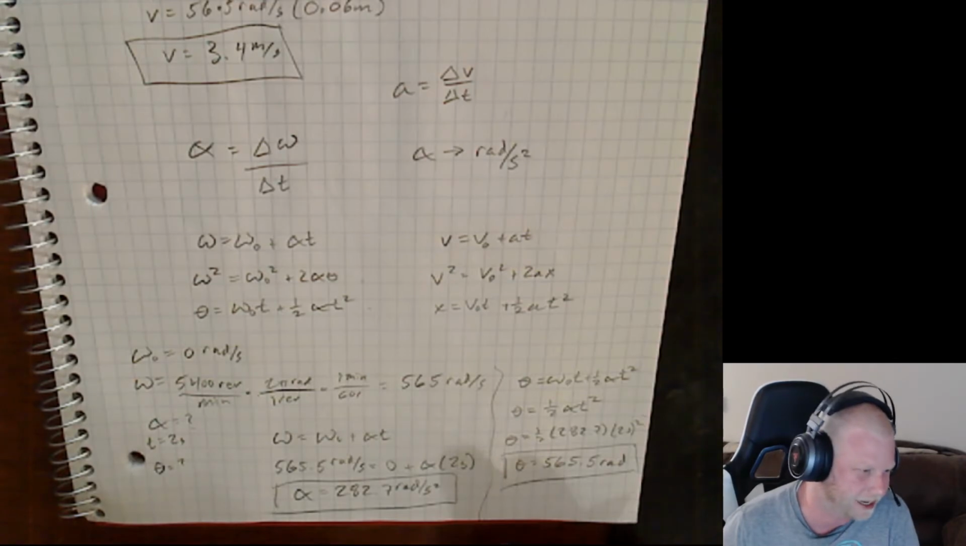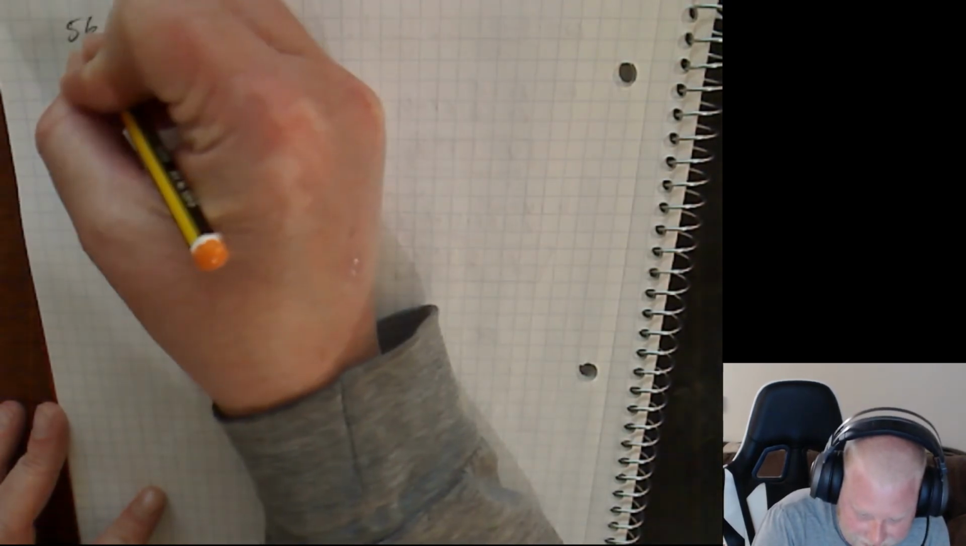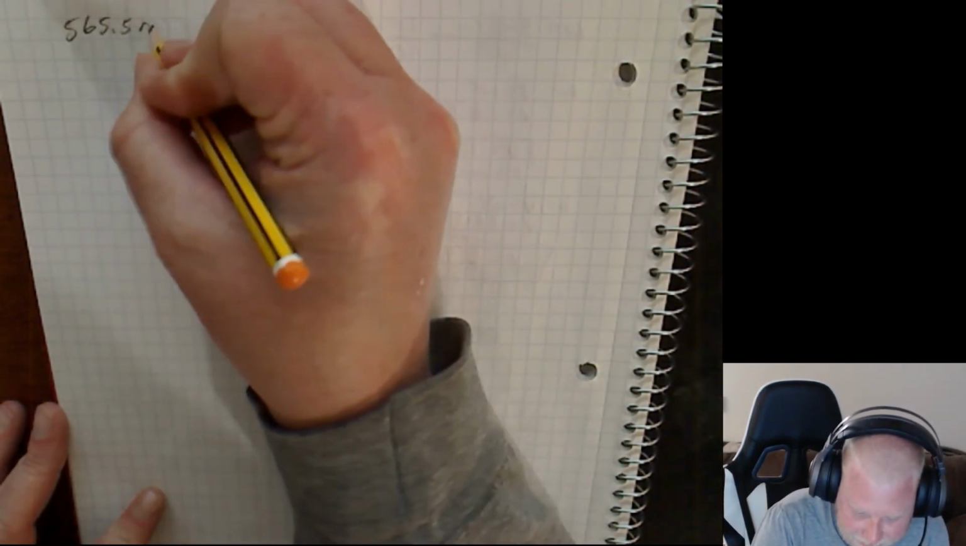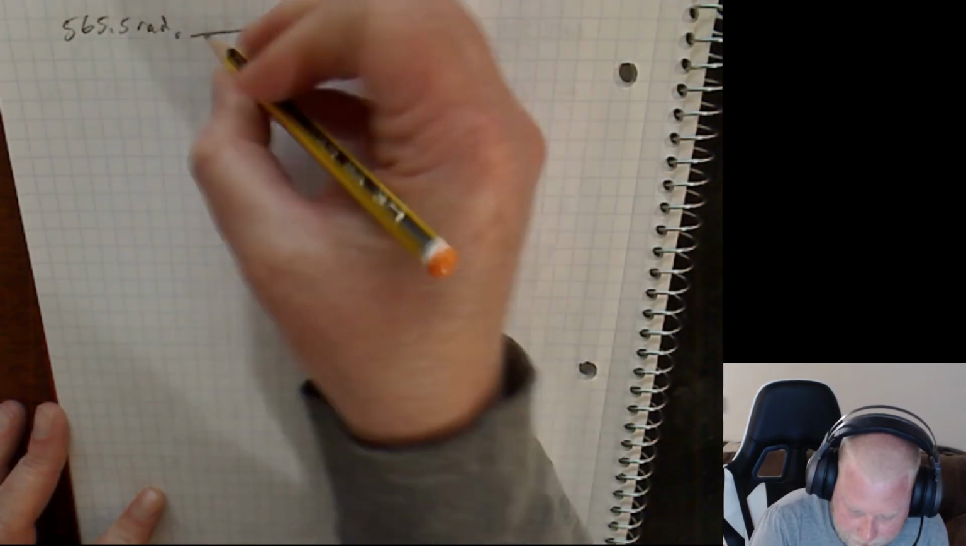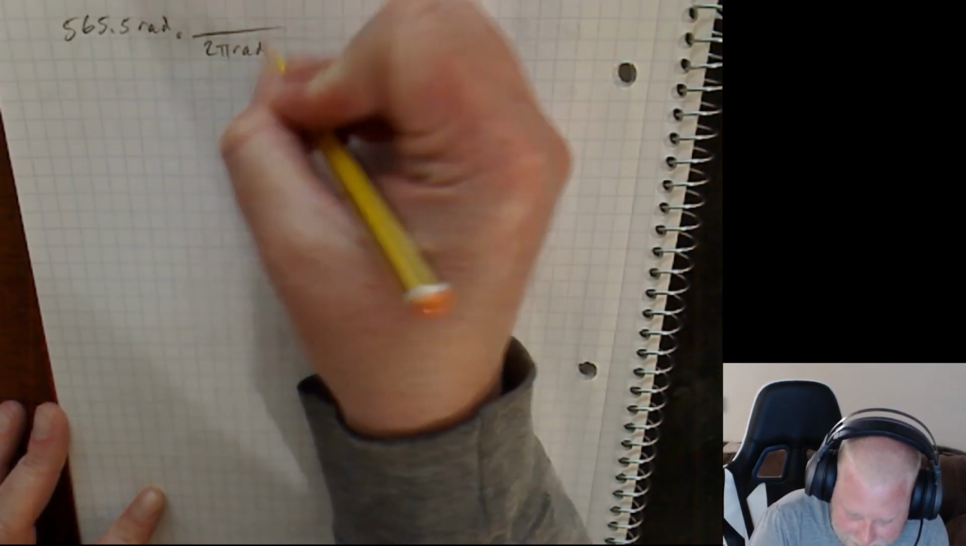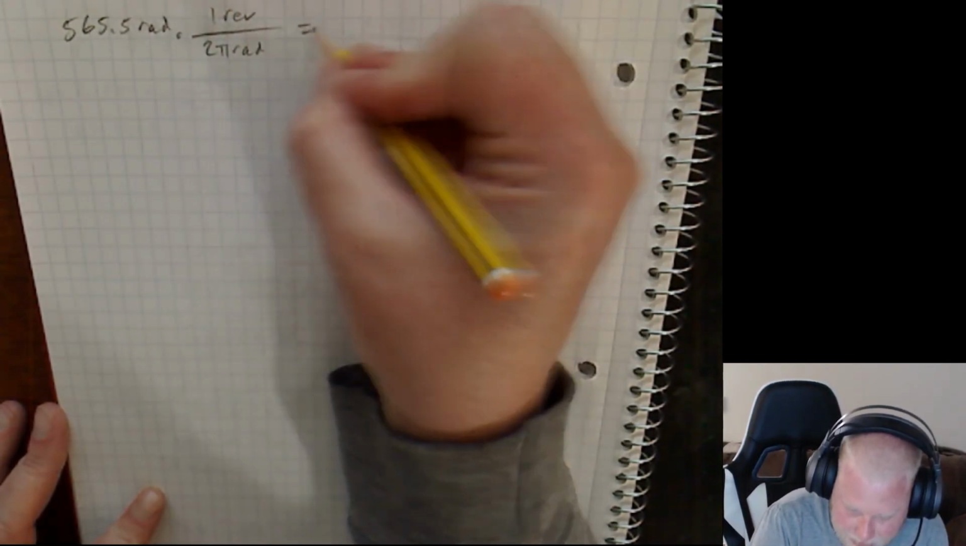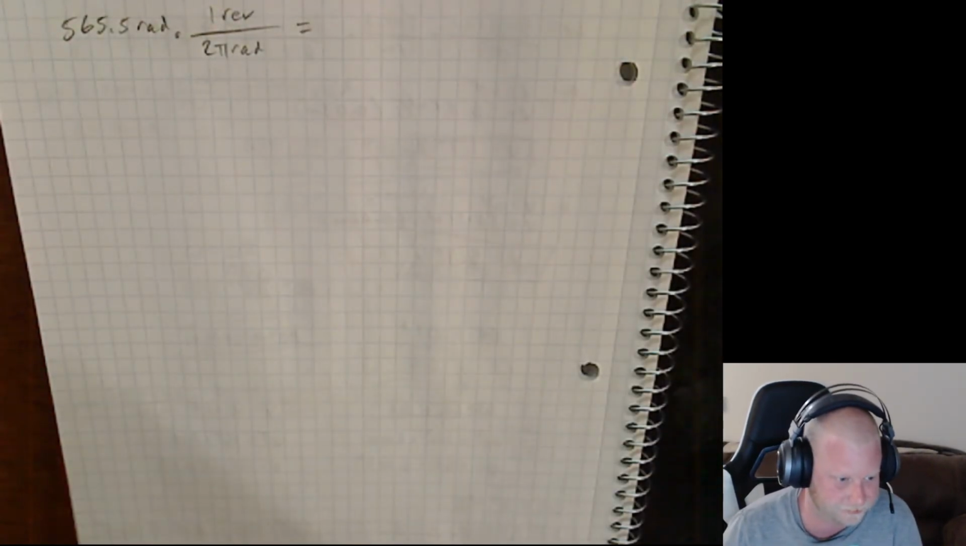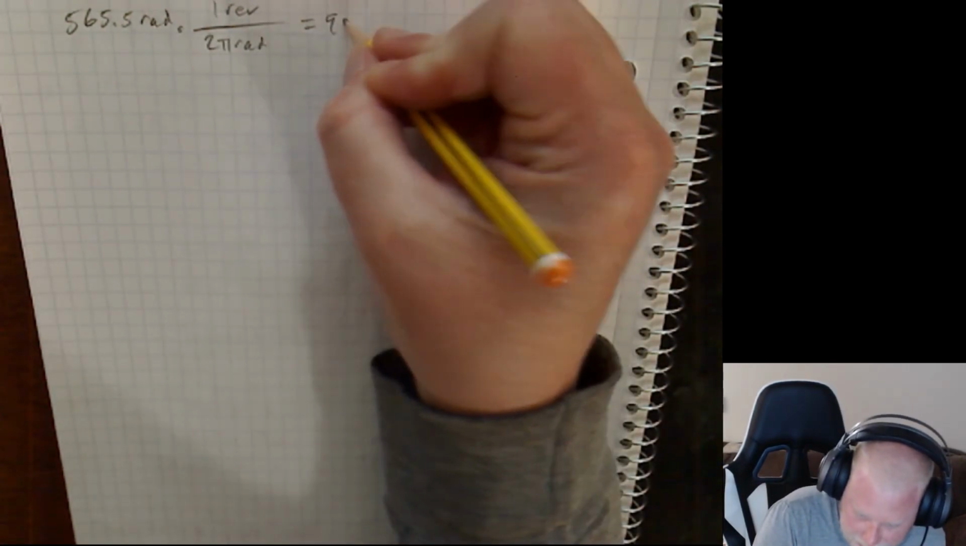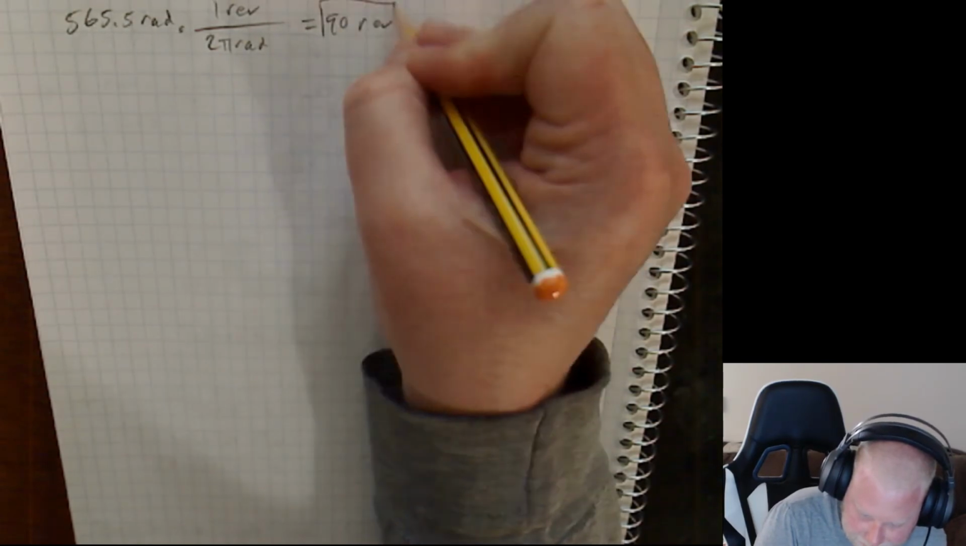Now, if they're asking for how many revolutions this disk completed, all you've got to do is convert the radians to revolutions. So 565.5 radians, and there are 2 pi radians in every revolution, which gives us 90 revolutions.